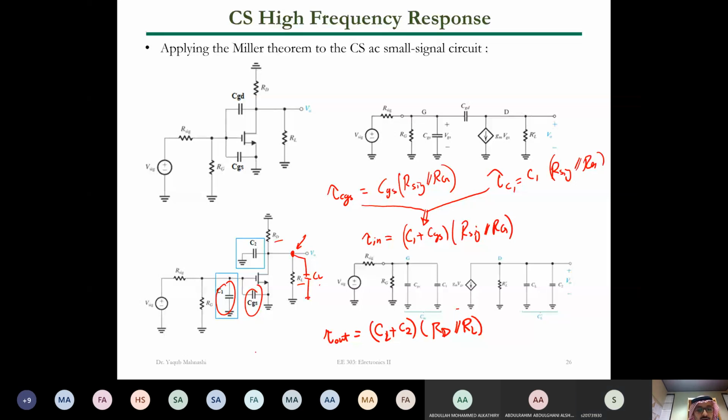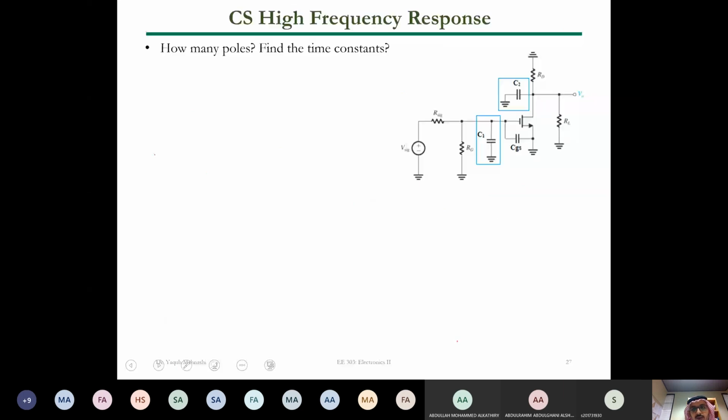Okay. So let's now find the value of C1 and C2. What we know from the Miller theorem is that C1 will be CGD, which is the floating capacitor here, multiplied by 1 plus, or let's use the same as the Miller theorem, minus K. But what is K? We defined it in Miller: it is the voltage gain between these two nodes. So what is the voltage gain between the drain and the gate? If your signal is at the gate and you are looking at it from the drain, what is the value of the gain? This is a common source, without degeneration, and neglecting R naught or not.